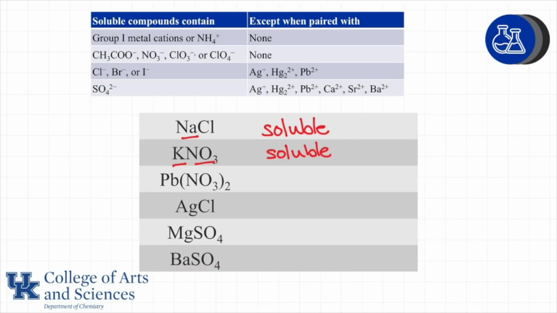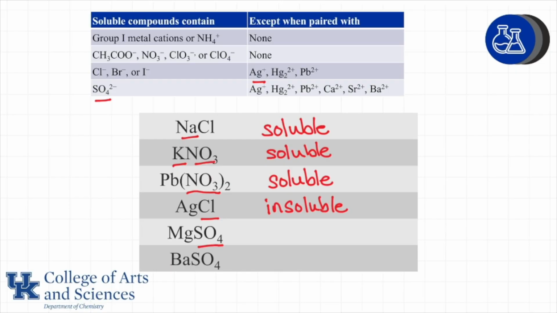Next, we have lead nitrate. Once we see the nitrate in that compound, we know that we're going to have a soluble compound. Our next example is AgCl. We see the chloride, and we see that chlorides are generally soluble. However, this one contains silver, which is an exception to the solubility. Therefore, this compound is insoluble in water.